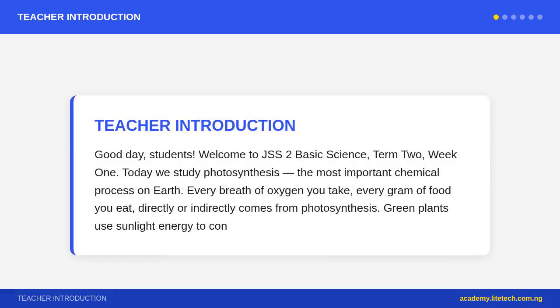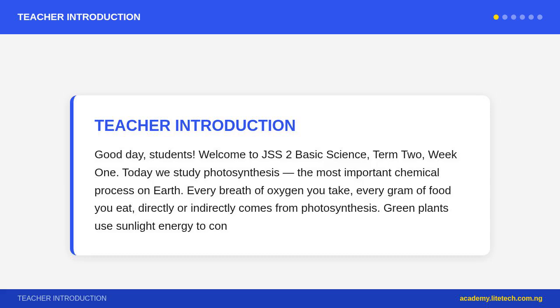Today we study photosynthesis, the most important chemical process on Earth. Every breath of oxygen you take, every gram of food you eat, directly or indirectly comes from photosynthesis. Green plants use sunlight energy to convert carbon dioxide and water into glucose and oxygen. This is the foundation of almost all life on Earth.